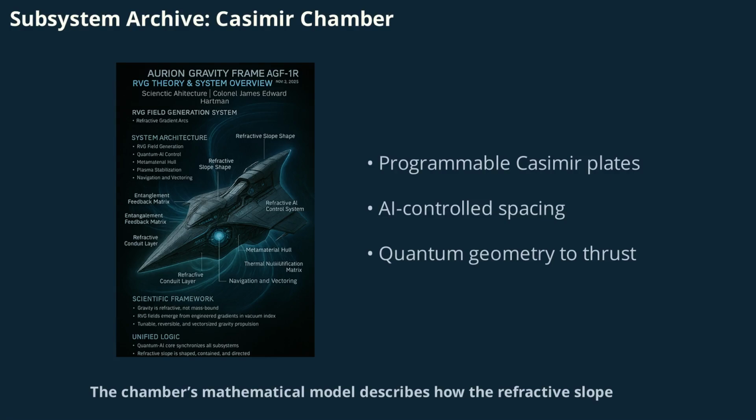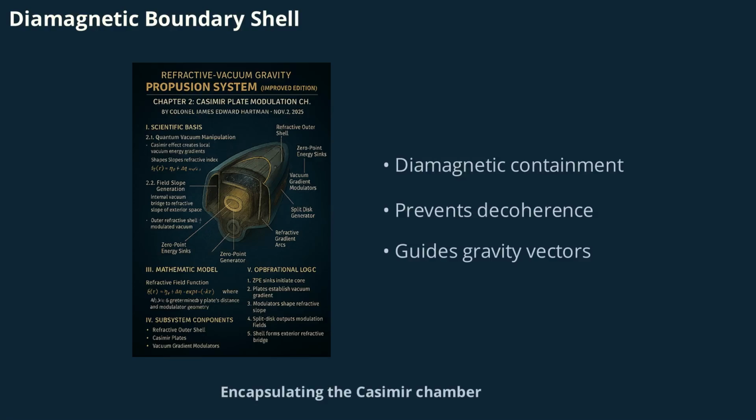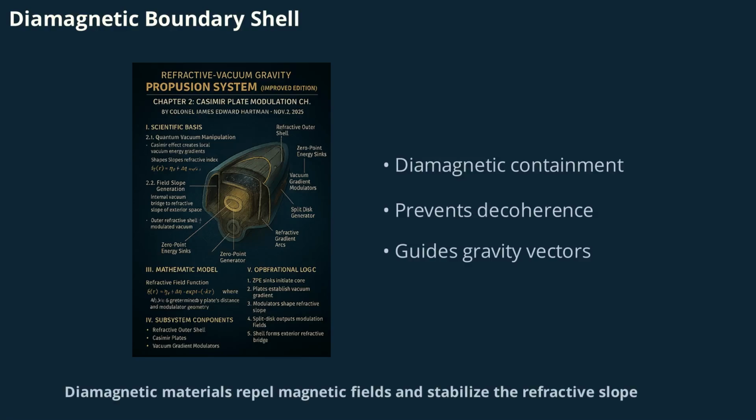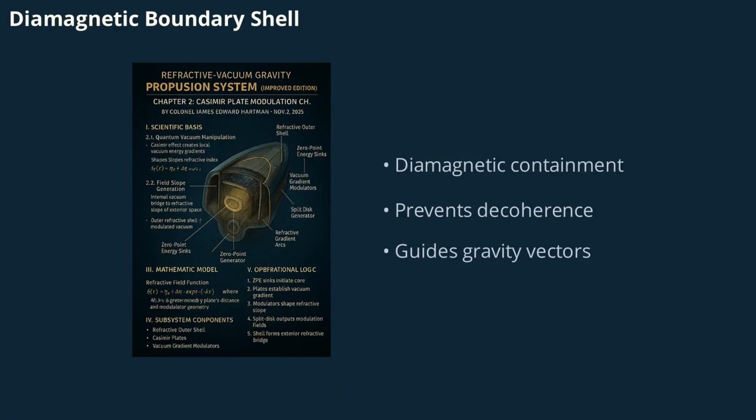The chamber's mathematical model describes how the refractive slope and plate geometry combine to produce a directed gravity flux, a concept that is both novel and experimentally approachable. Encapsulating the Casimir chamber, the diamagnetic boundary shell uses advanced materials to guide and contain the refractive gradient. Diamagnetic materials repel magnetic fields and stabilize the refractive slope, acting as a boundary layer between the modulated vacuum and ambient space. This shell prevents decoherence and field leakage, ensuring that the gravity-like vectors generated are coherent and precisely directed.